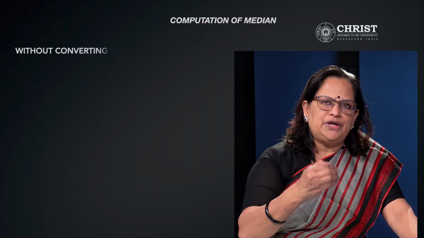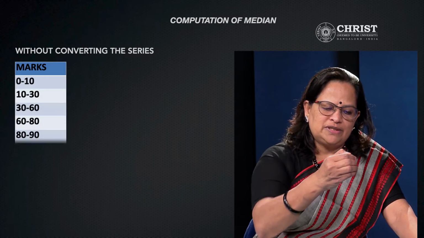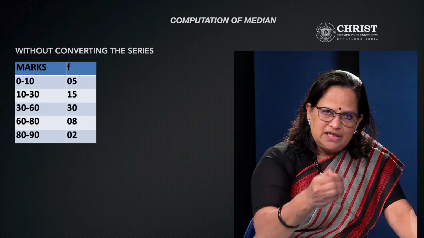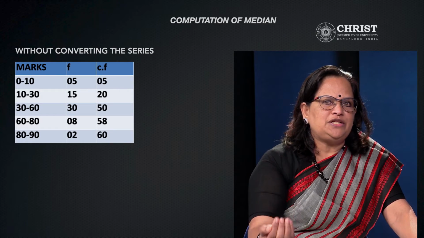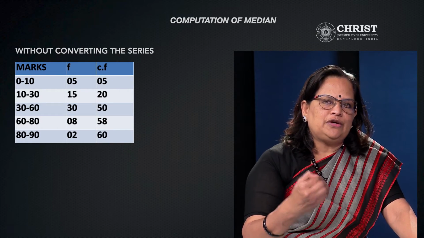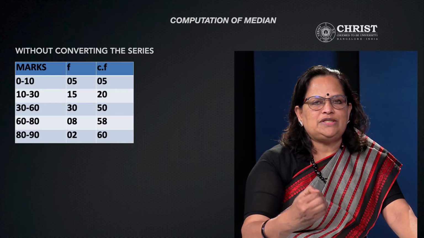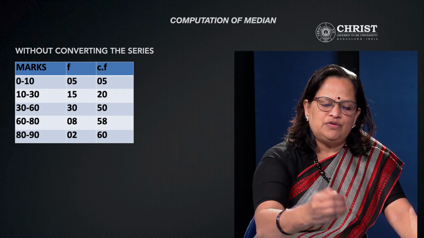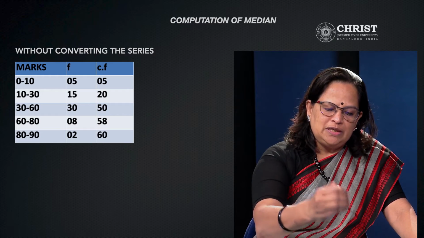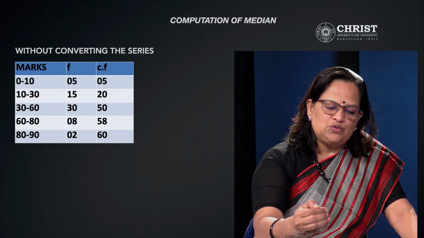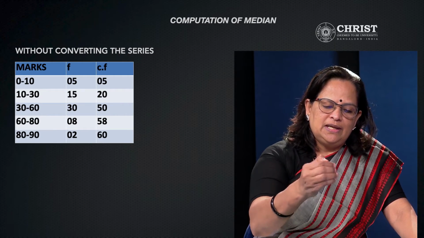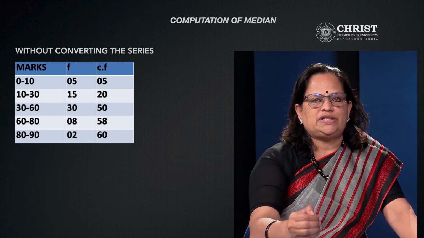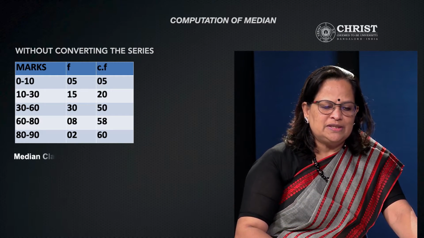For median computation, you know there are 3 columns. First the marks of the students, second the frequency values, next the cumulative frequency values. Cumulative frequency means adding the frequency values. The first value will be 5 itself, the second will be 5 plus 15, 20. Next is 20 plus 30, 50. Next is 50 plus 8, 58. Last is 58 plus 2, 60. So the total frequency value is 60.